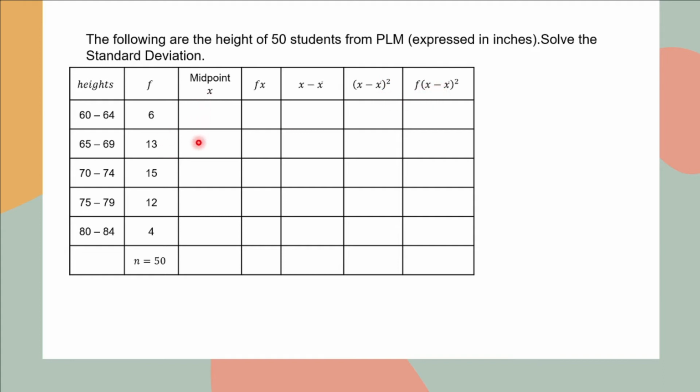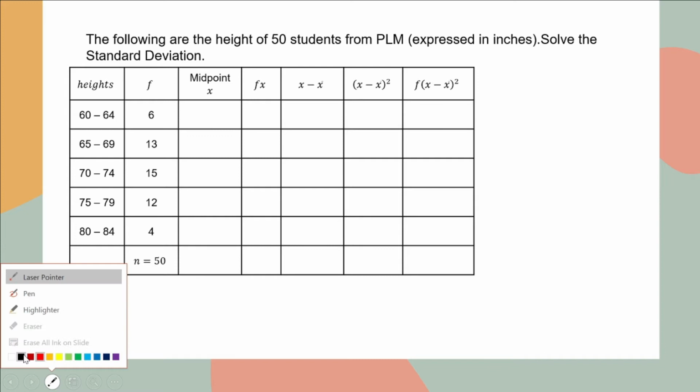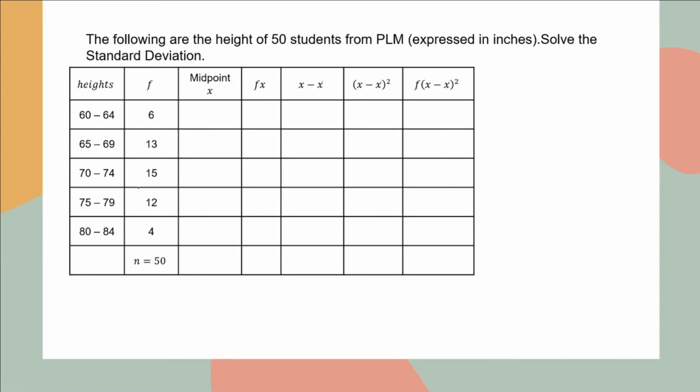Now let us get the midpoint in the third column. To get the midpoint, you are going to add the class interval. So 60 and 64. That means 60 plus 64, the answer is 124. Divide it by 2. The answer is 62. So our midpoint here is 62.